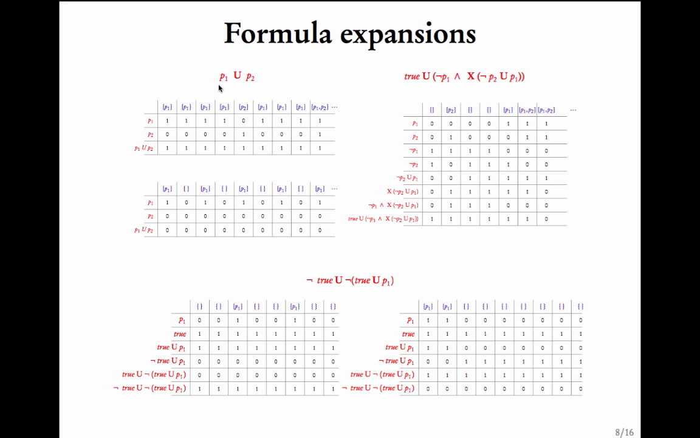For example, for the formula P1 until P2, these are P1 until P2 expansions. For this word, this is the P1 until P2 expansion. For this word, this is the P1 until P2 expansion. For this word, this table is the not of true until P1 expansion and so on. We are just giving these tables a name. We are calling them formula expansions.